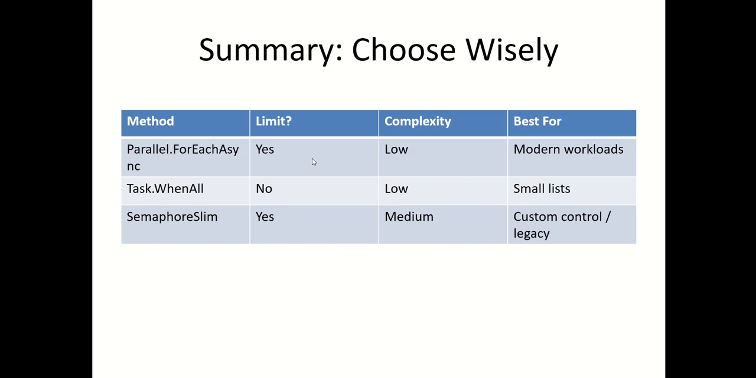Parallel.ForEachAsync has a limit, so we can set how many requests we can send at a time. Complexity is low, best for modern .NET, so in modern .NET we should use this. And SemaphoreSlim is custom control and legacy. For legacy, where we are working with .NET Framework, we can use this. And Task.WhenAll is for a small list. If you have a list of 5 to 10, we can use Task.WhenAll.